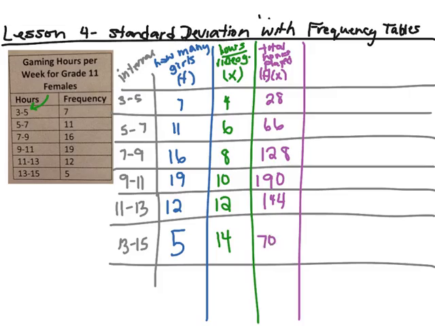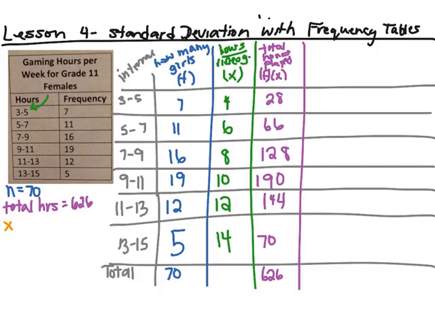This bottom is going to be totals. The total number of girls is we're going to add up this column. So there's 70 girls, so N is equal to 70. We're going to add up all this. The total hours played is equal to this column, and when you add everything together, you get 626. To find the mean, which is X bar, you take 626 divided by 70, and you get 8.9 hours.